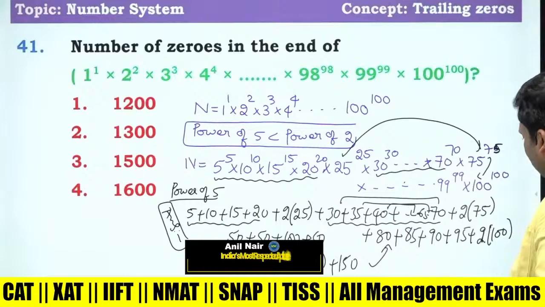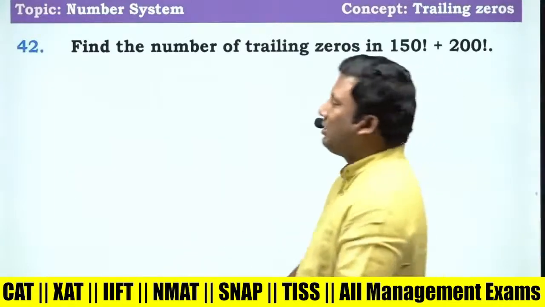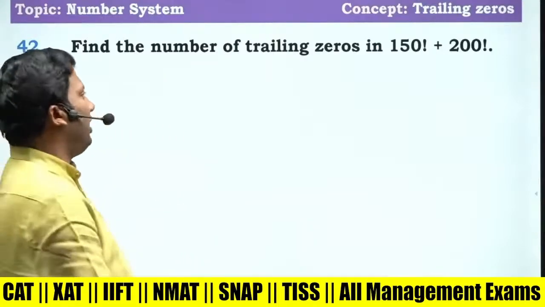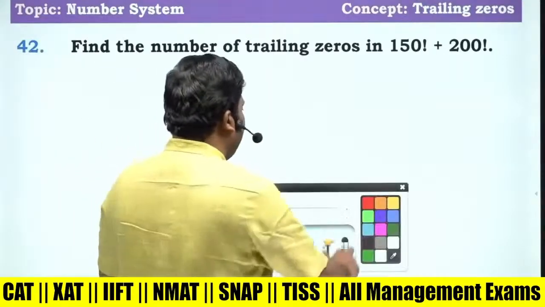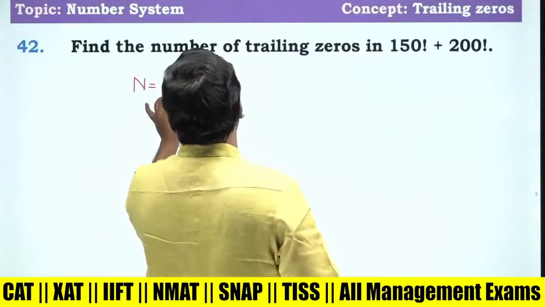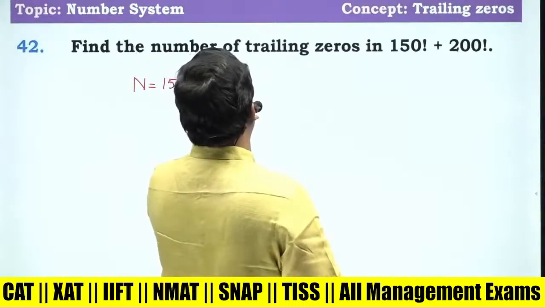Very, very good questions we are going to solve from here onwards. Find the number of trailing zeros in 150 factorial plus 200 factorial. Same question we did in session number 1. N equivalent to 150 factorial plus 200 factorial.